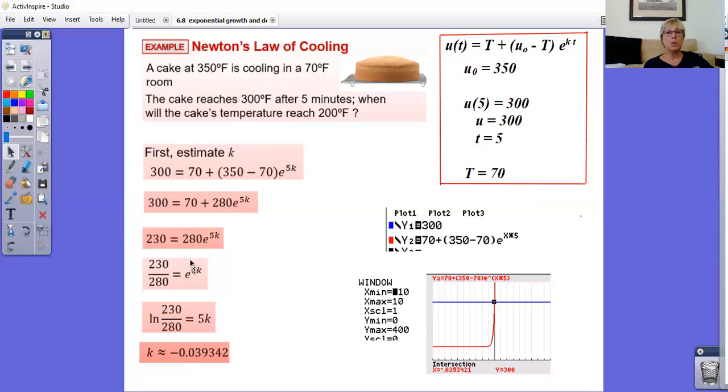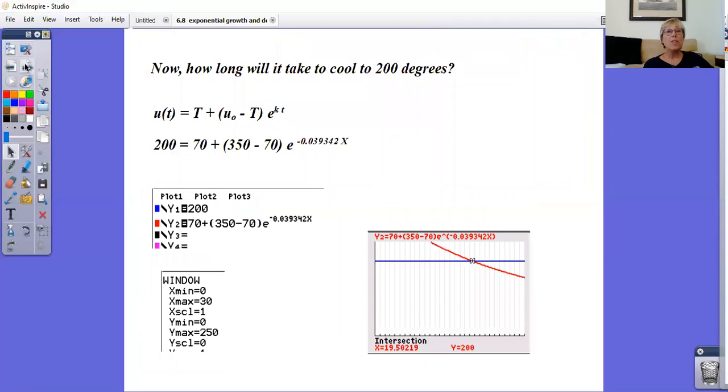If I don't want to do all this by hand, I can do y1, y2 from this equation right here and intersect, and you can see I get the rate on my calculator. So by hand or on your calculator, it's completely up to you. Now that I know my rate, I want to know when the cake is going to be 200 degrees. So I'll plug 200 degrees in.